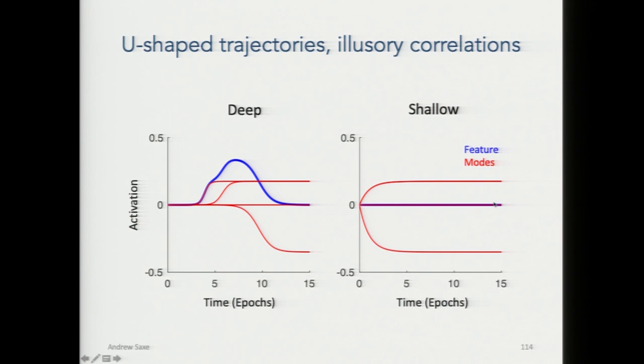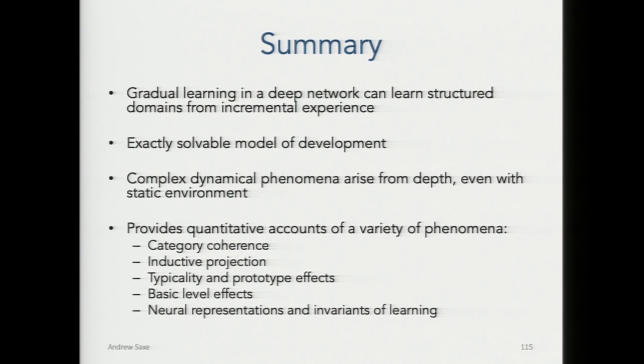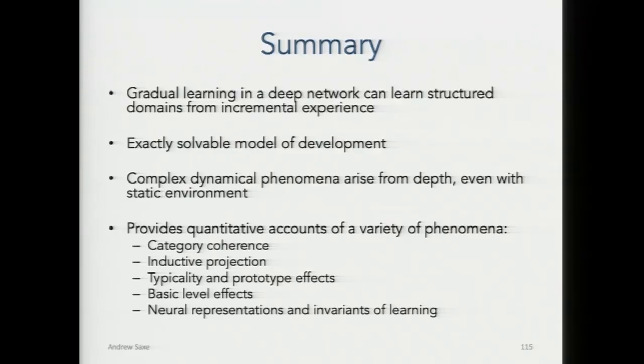So to summarize, I've shown you that gradual learning in a deep network can learn interesting structure from incremental experience. One of the remarkable things about this is you never see a dog, right? You only see a specific instance that your neighbor is walking next to you. And somehow from specific instances, you abstract out the notion of a dog. And this is a simple model that can do some version of this from incremental experience. It's exactly solvable. And at least when we initially derived it, we found it quite remarkable that you get this complex dynamical phenomena, these unfolding waves of progressive differentiation, even with a completely static environment. It's just coming from the nature of the model, the fact that it's deep, and the dynamics that arise there.